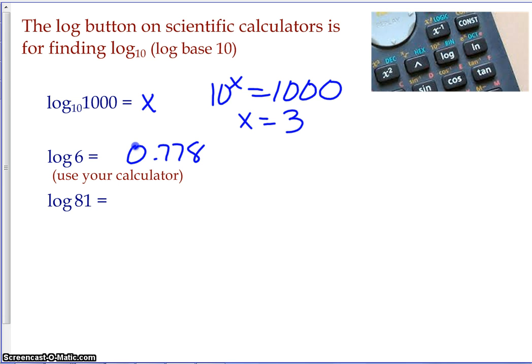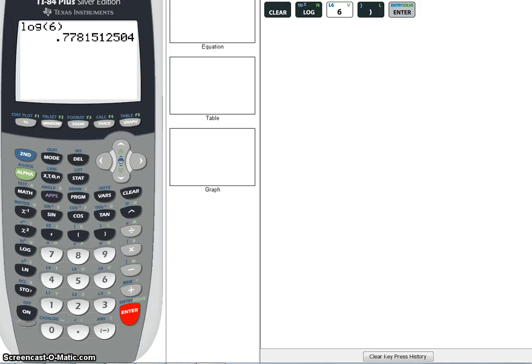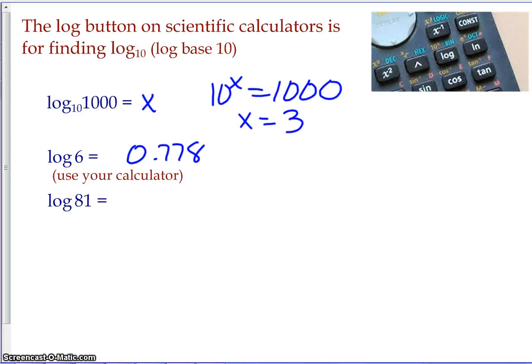Same thing with that log of 81. Same process. I'm going to hit this log button, just hit the 81, and I don't have to have that second set of parentheses there. I can just do that, 1.908. So then I'd write here, well, that answer is 1.908. Most of the time when I have you go 3 decimal places beyond the decimal point to the nearest hundredth.